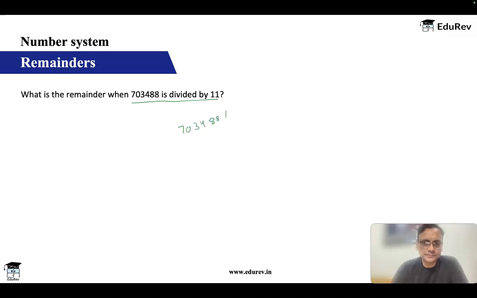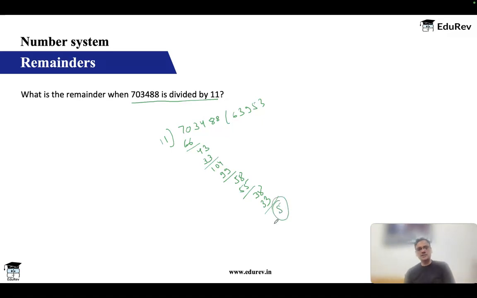703488 divided by 11. You have 6 times 66. Then you have 43. So 3 times 33. You have 104. So 9 times 99. Then 58. 5 times 55. And then 38. 3 times 33. Your remainder is going to be 5. As simple as that, we can find the remainder is 5 in this case.